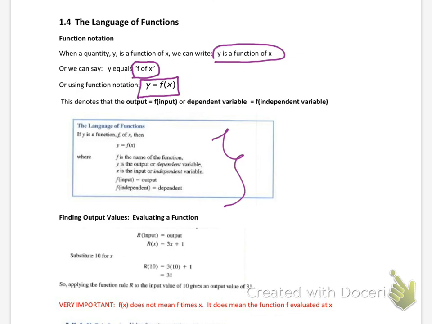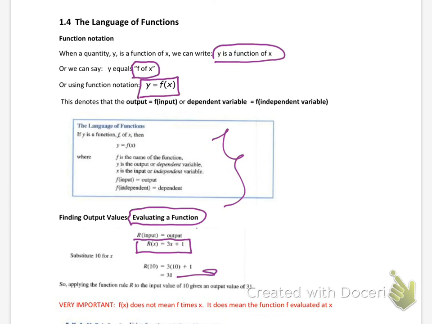If you're going to find output values, that's also called evaluating a function. So make sure that that expression is understandable to you. If you want to evaluate this r of x function at x equals 10, that means that you replace your x with 10 for every occurrence. In this situation, we would get an answer of 31. So applying the function rule, r, to the input value of 10 gives us an output of 31. The function rule is your equation, the equation in the box written in function notation.